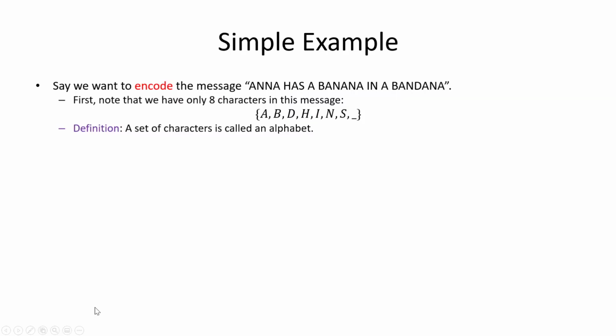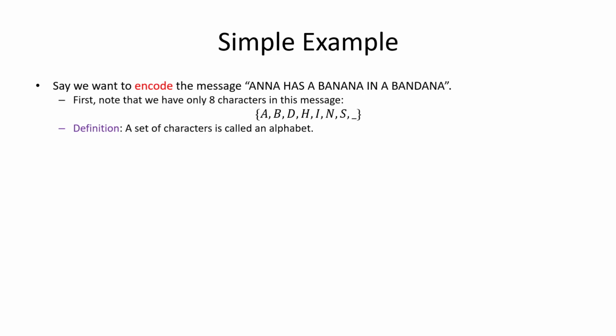So that's what we're going to look at here, and let's think of maybe the message that we want to send here. This is just an example message. Anna has a banana in a bandana. Now I've carefully selected this message because it has a few properties that make it good for compression. One is it uses a small number of characters. As it says here, I only use 8 characters. So that's going to be helpful in our Huffman compression, which is what we're about to take on.